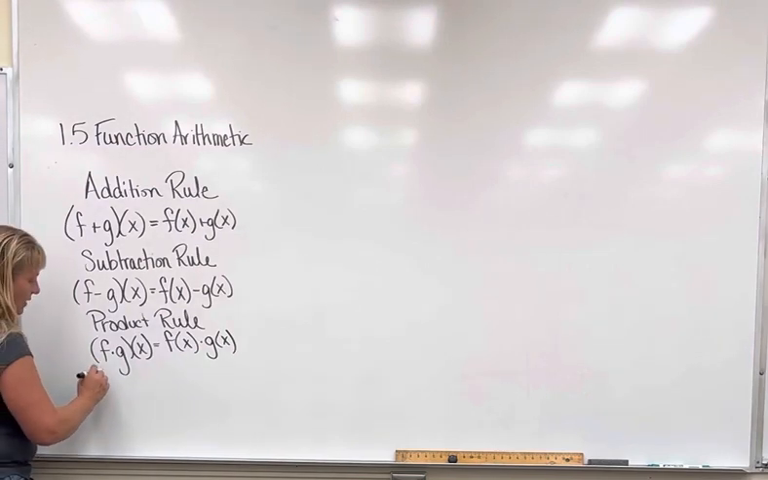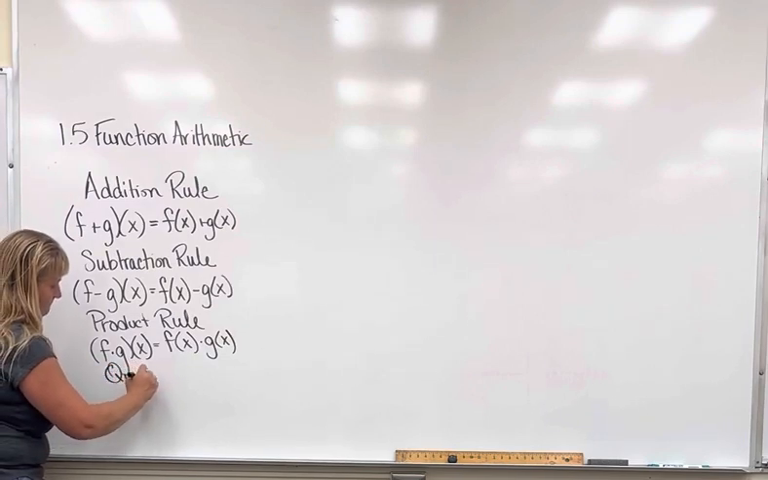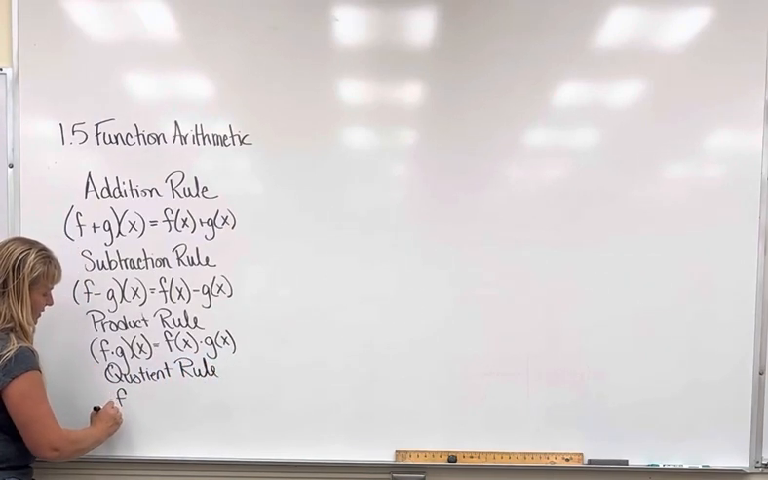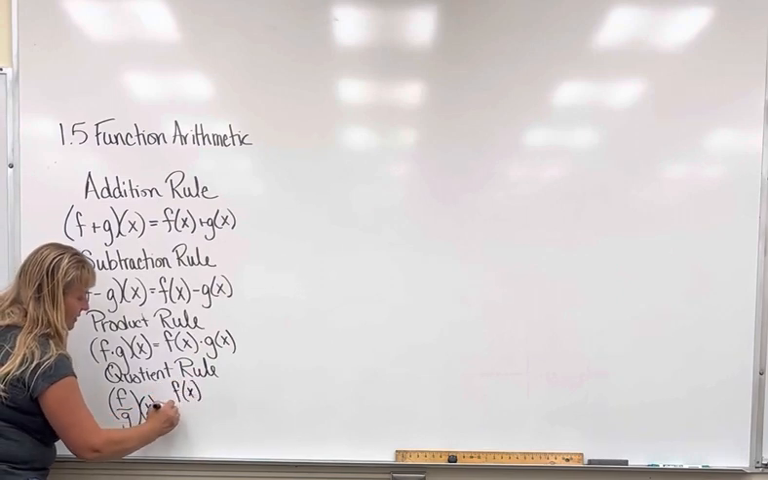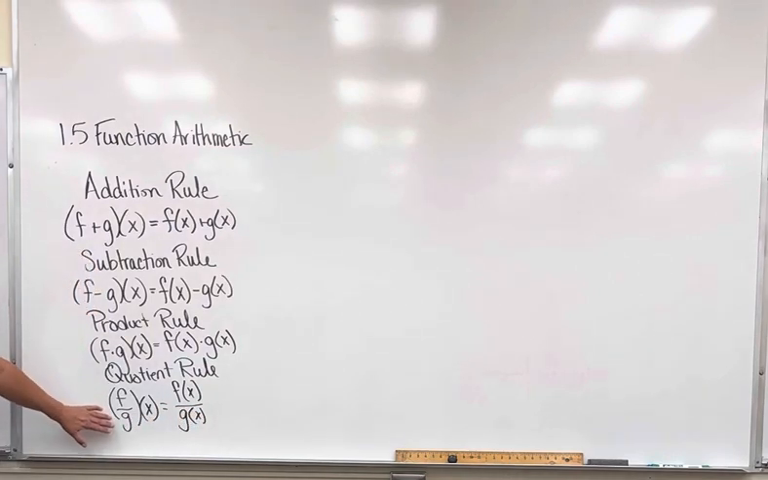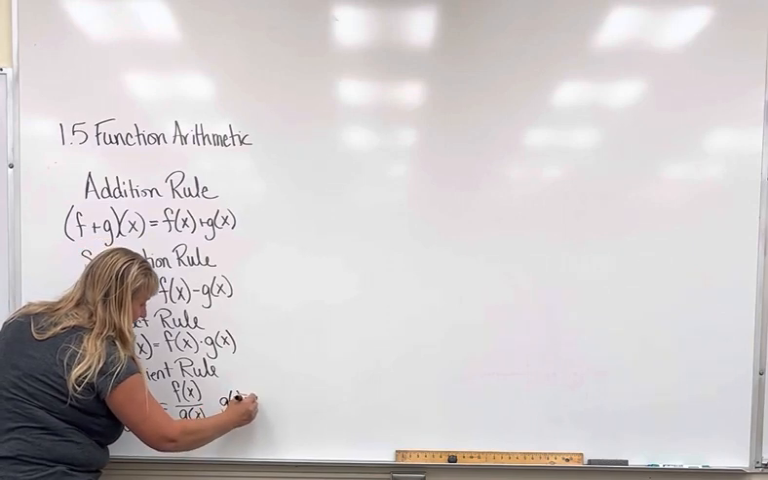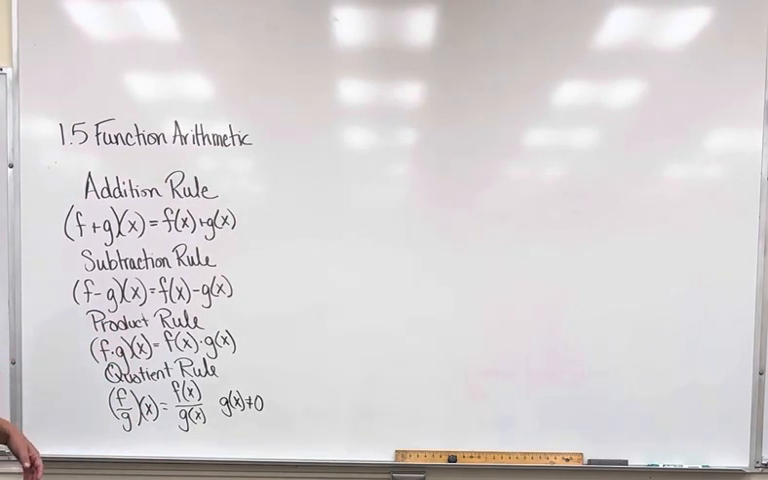And then finally, we've got the quotient rule. The quotient rule says if you've got f divided by g of x, this is f of x divided by g of x. And there's only one issue in the quotient rule, in the division. We just have to make sure that g of x is not equal to 0, because the division won't work if we've got that 0 in the denominator. But otherwise, it works just the way you want it to.